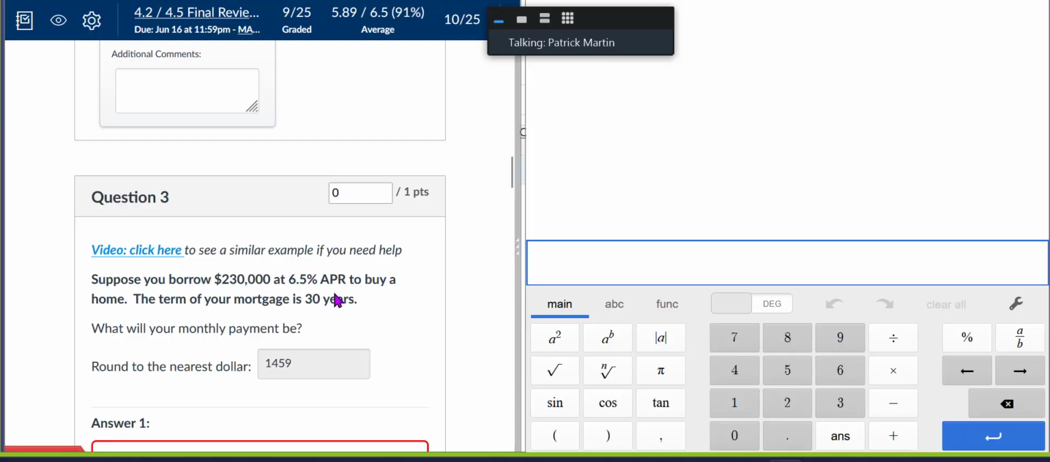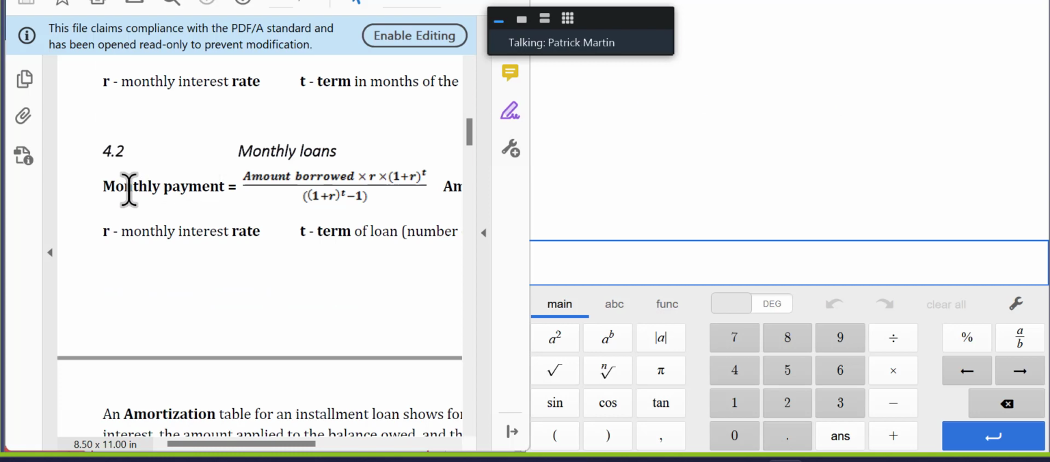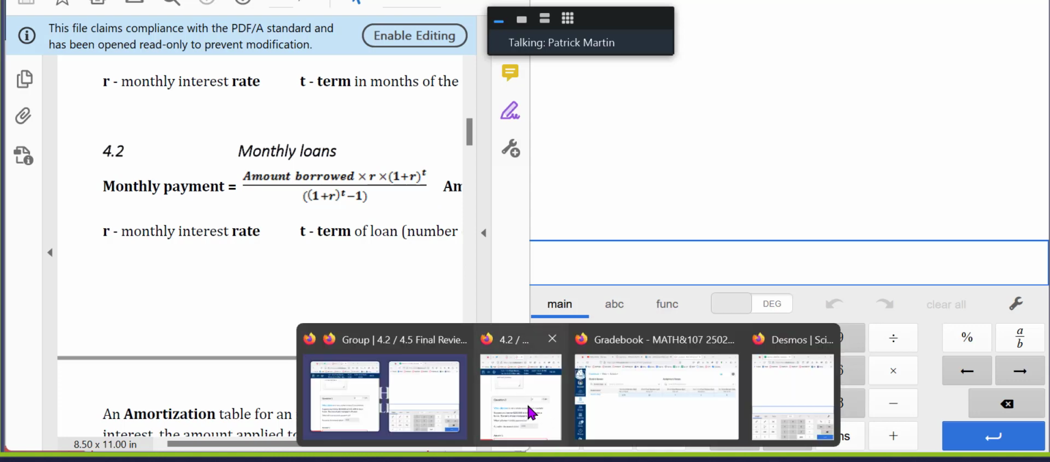Okay, so in this question, we're borrowing $230,000 at 6.5% annual percentage rate to buy a home, and the mortgage is 30 years. What will the monthly payment be? So, first of all, I guess we'll get our formulas up here. And the monthly payment is the amount borrowed times all of this with R and T in it. Now, R is the rate and T is the number of payments. So let's calculate them first of all.